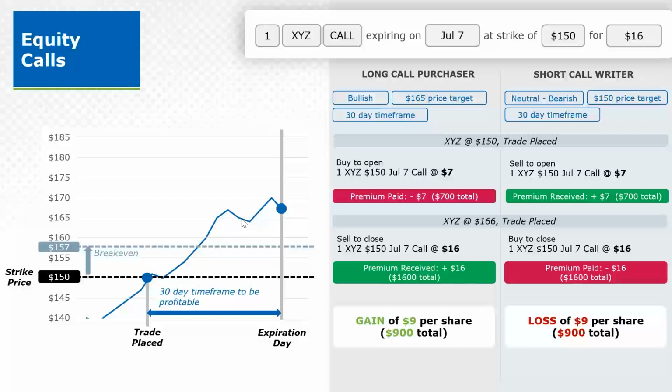So even when, until expiration, it actually moves a little bit higher by $1 a share, the long call purchaser was better off closing it at 15 days to expiration, because it had more extrinsic value, whereas now there's no more extrinsic value. Okay, the short call writer, that loss has now been reduced to $9 a share because, again, the extrinsic value of the option depreciated.